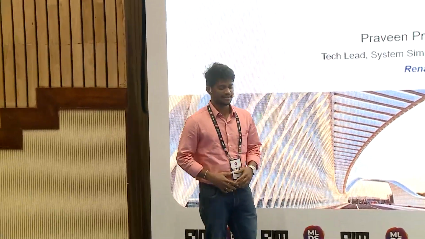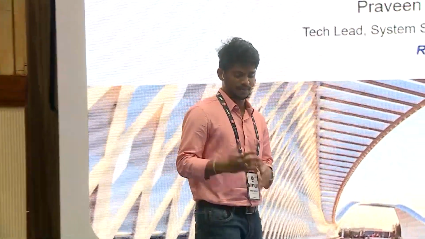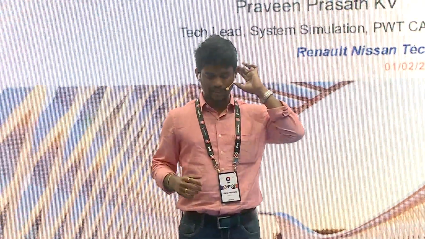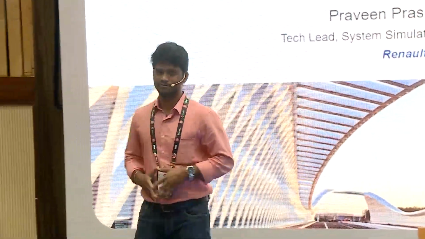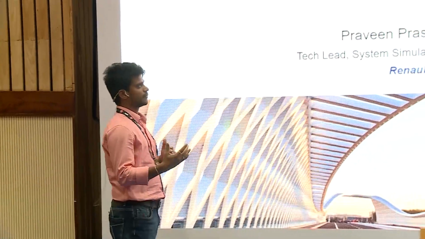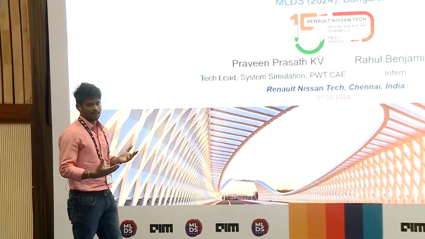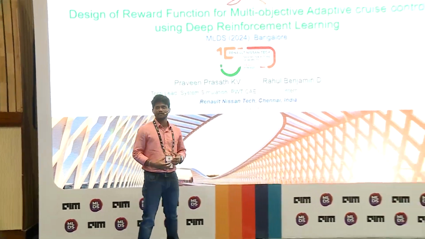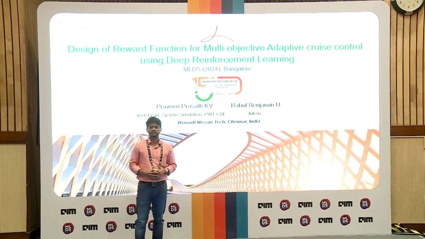Today's topic is the design of a reward function for multi-objective adaptive cruise control using reinforcement learning. We'll talk about what reinforcement learning is, what multi-objective means, and what reward functions are, and how all of these put together give us a module for a self-driving car.